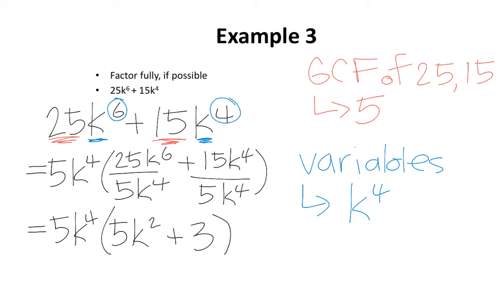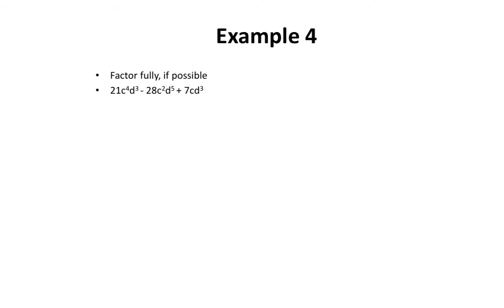Therefore, our expression of 25k to the power of 6 plus 15k to the power of 4, when factored, happens to be 5k to the power of 4 bracket 5k to the power of 2 plus 3 bracket. And like we did before, you can always check your work by using the distributive property. In our fourth example, we want to factor this expression fully. The first step is to rewrite the question.